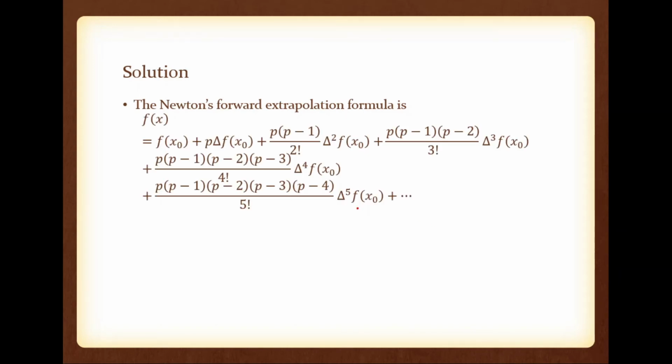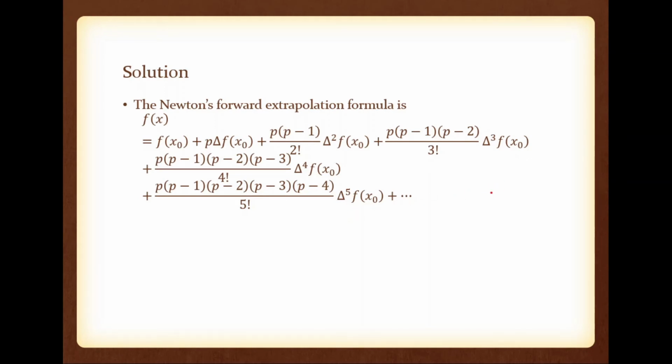And what is that? That is f of x is equal to f of x0 plus p into delta f of x0 plus p into p minus 1 divided by 2 factorial into delta square f of x0 plus p into p minus 1 into p minus 2 divided by 3 factorial into delta cube f of x0 plus p into p minus 1 into p minus 2 into p minus 3 divided by 4 factorial into delta raised to 4 f of x0 plus p into p minus 1 into p minus 2 into p minus 3 into p minus 4 divided by 5 factorial into delta raised to 5 f of x0 plus etc.